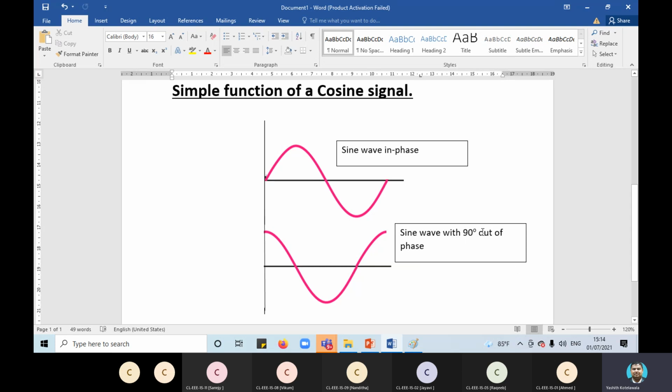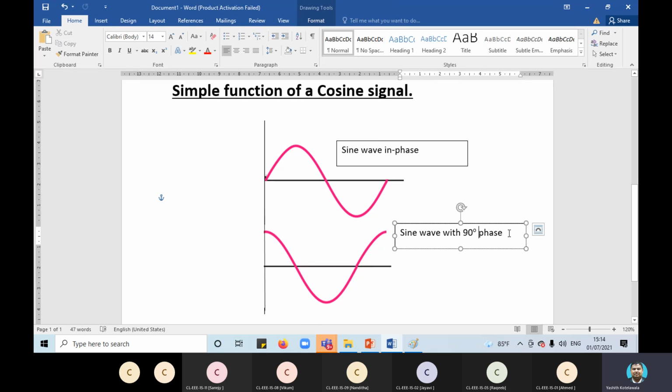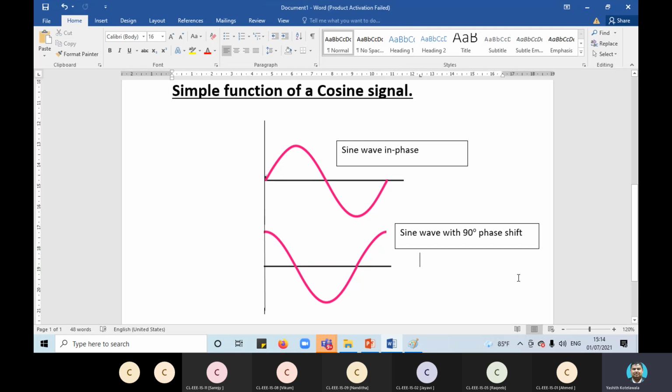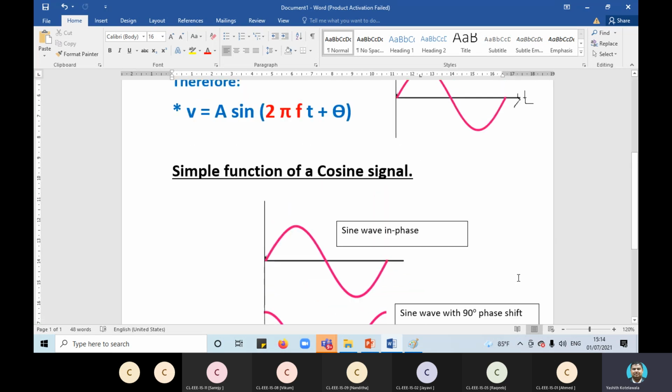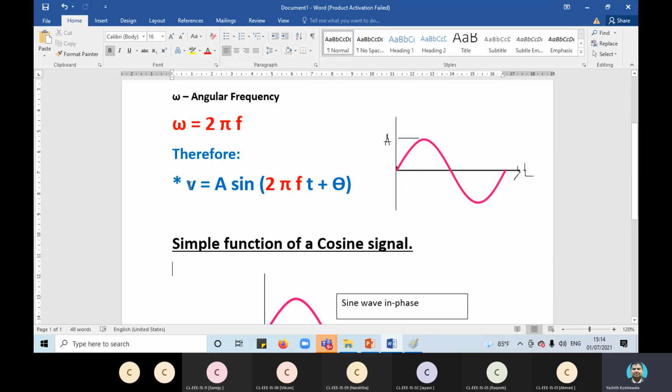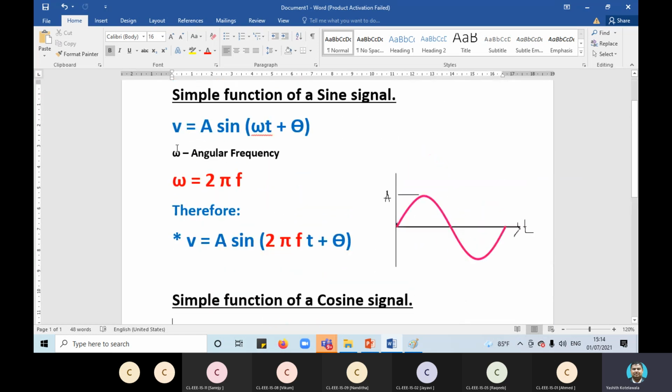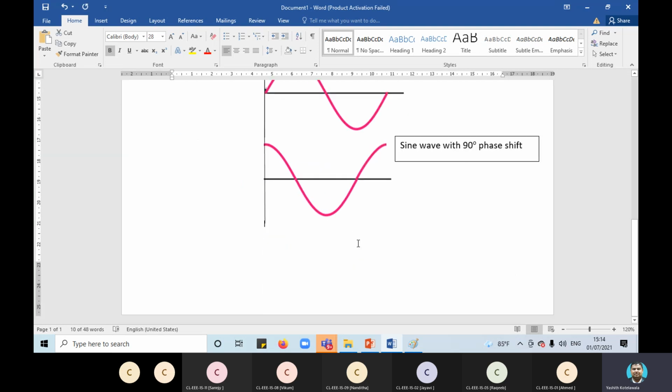Let me not call it out of phase; 90 degrees phase shift is the right term to use. Okay. A sine wave with 90 degrees phase shift. So how to represent this in a mathematical sentence? Let's take the same example that we took here, and take it like this: sine 2 pi ft.